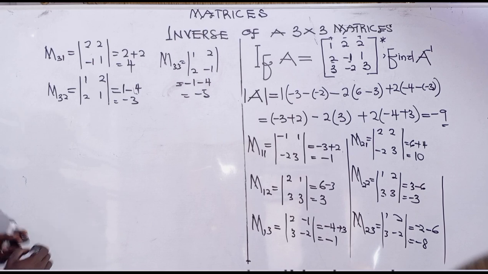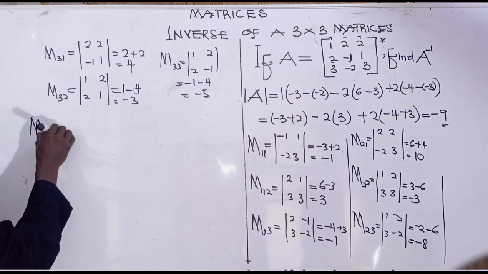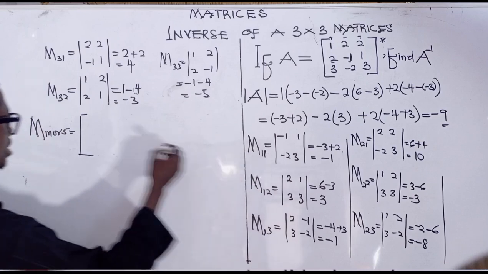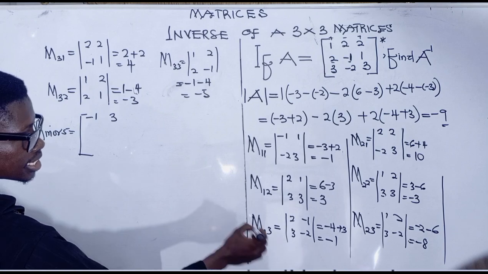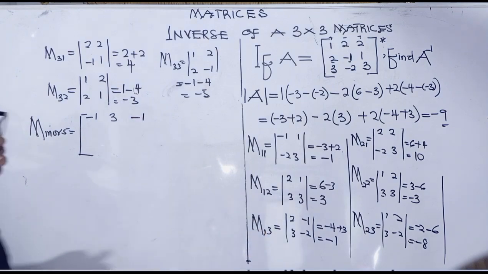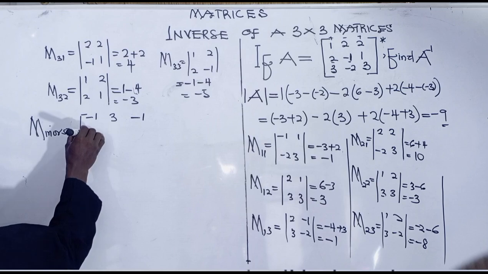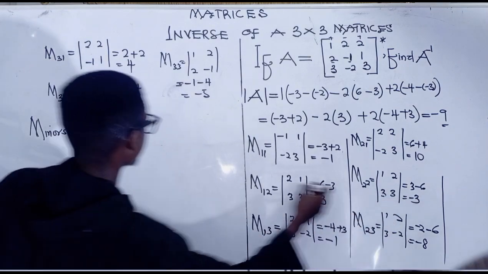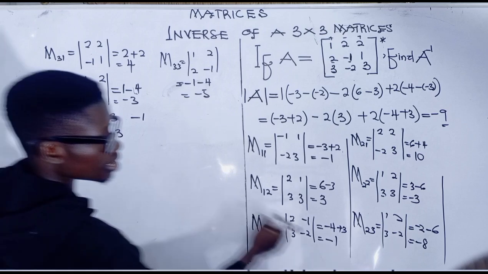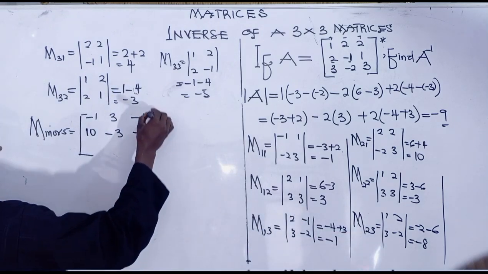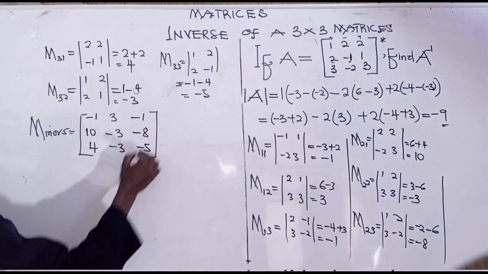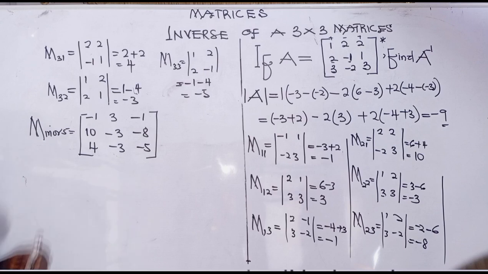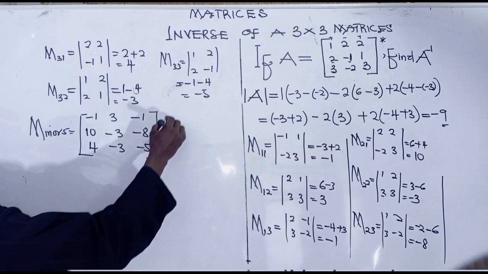So we are done with what? The minors. So the minors we have: negative 1, 3, and then negative 1. Then we have 10, negative 3, negative 8. Then we have 4. So this is the matrix of minors of matrix A.